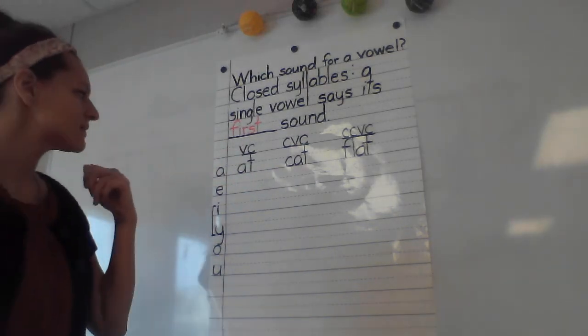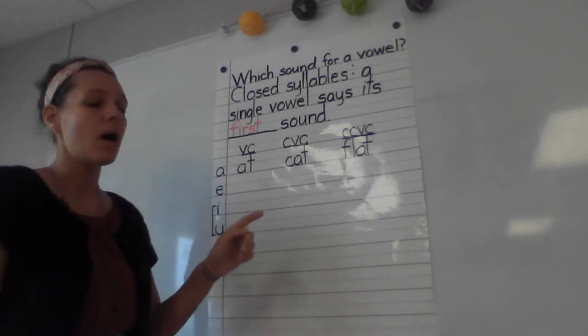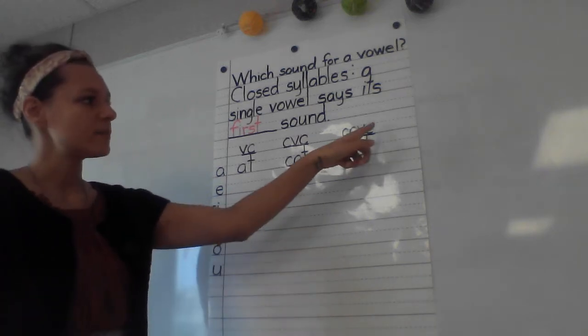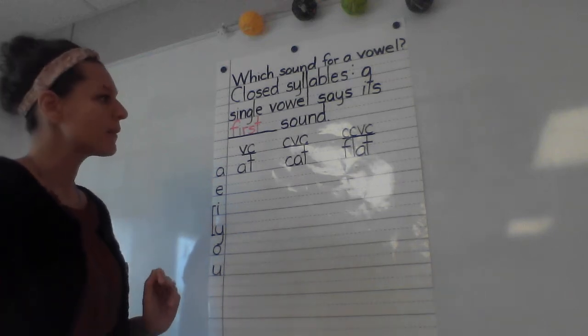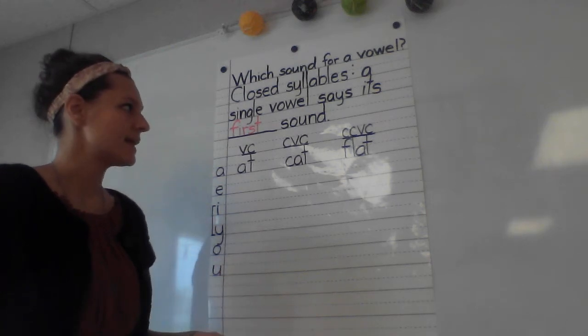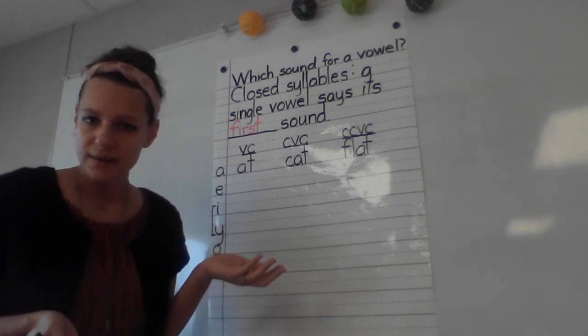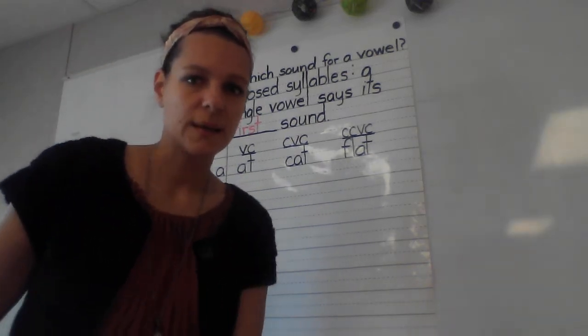Okay, so we can see there's all different kinds of closed syllables that we could have, but all closed syllables end with a consonant, right? That's what makes it the closed syllable. And in a closed syllable, a single vowel usually says which sound? Excellent. It usually says its first sound.